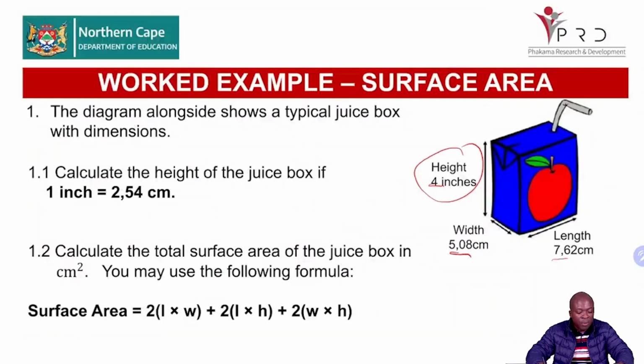So look at the first question. It says calculate the height of the juice box if 1 inch is the same as 2.54 centimeters. Then 1.2, calculate the total surface area of the juice box in centimeters squared. You may use the formula, then the examiner gives you the formula. So let's quickly deal with these 2 questions and then we will come back. Can I give you about 5 minutes to attempt it and then we'll come back together?